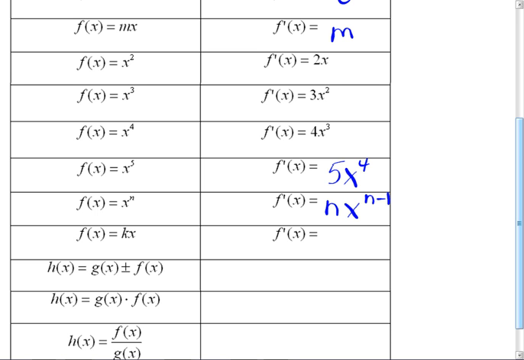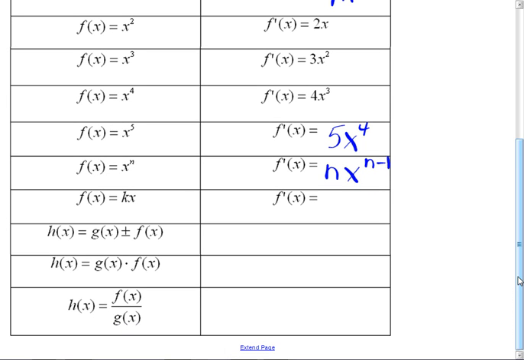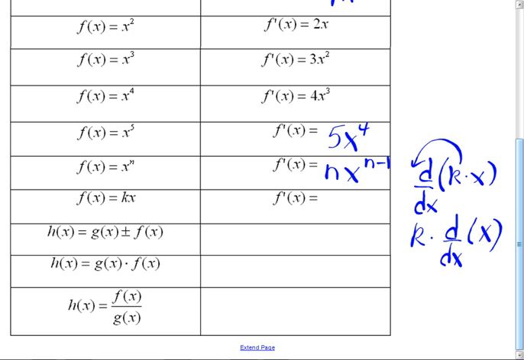Make sure you always subtract 1. Now, if you want the derivative of a constant times x, I'm going to take the derivative operator times kx. I can pull that constant through the operator, just like we do with limits. So it's the constant times the derivative with respect to x of x. What's the slope of x? It's 1. It's just slope, so this ends up being just the k.